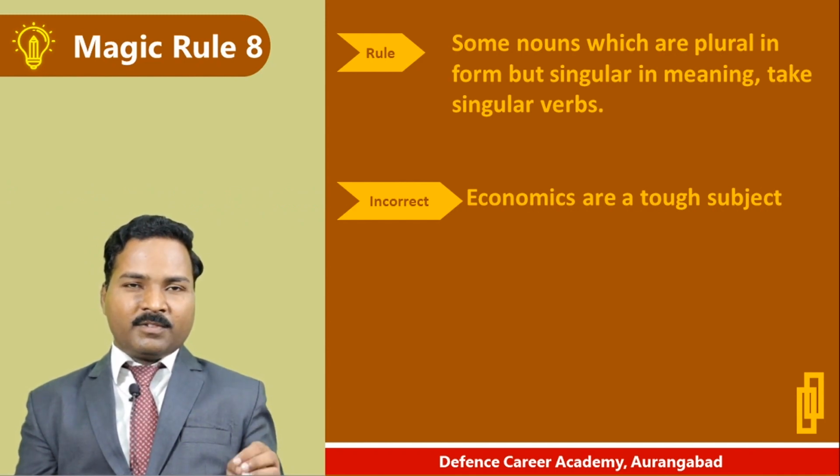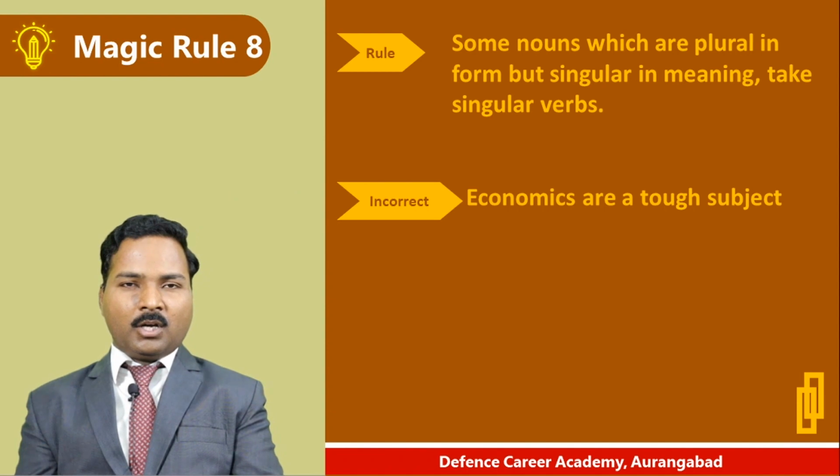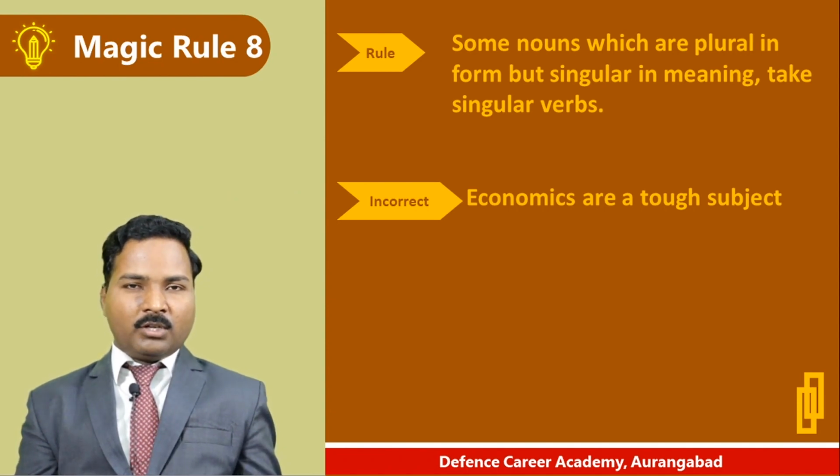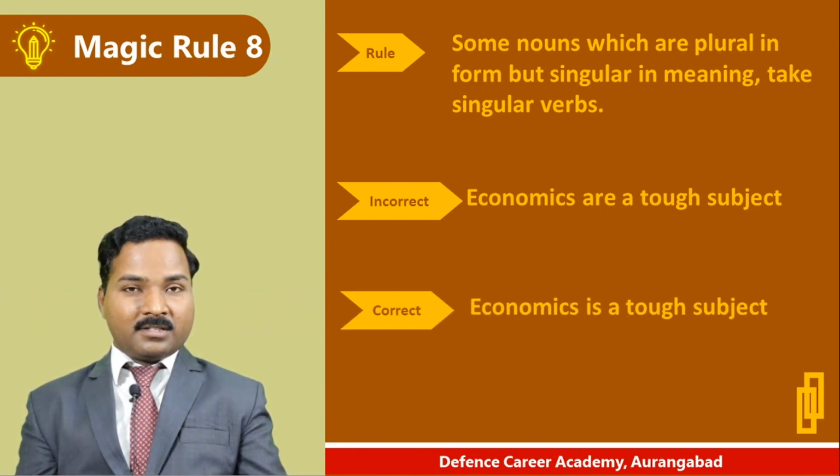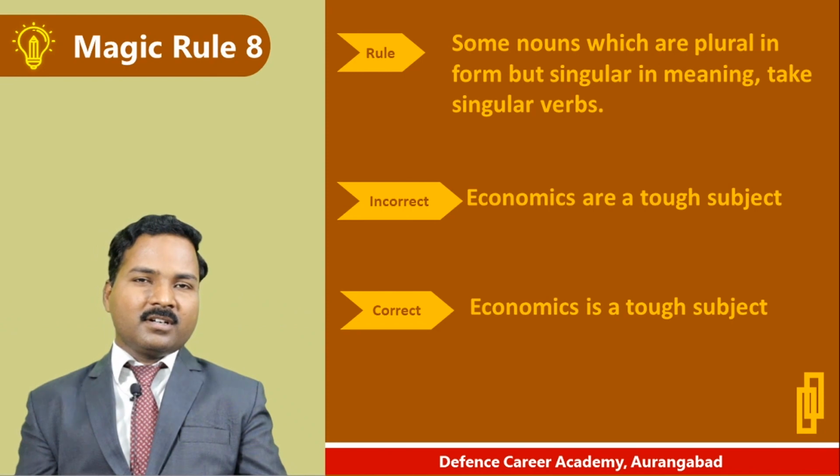Economics is the name of a subject. Economics is not a plural noun. Okay, so we cannot use are. Economics are a tough subject. This is incorrect. And in this example, the sentence is corrected. Economics is a tough subject.